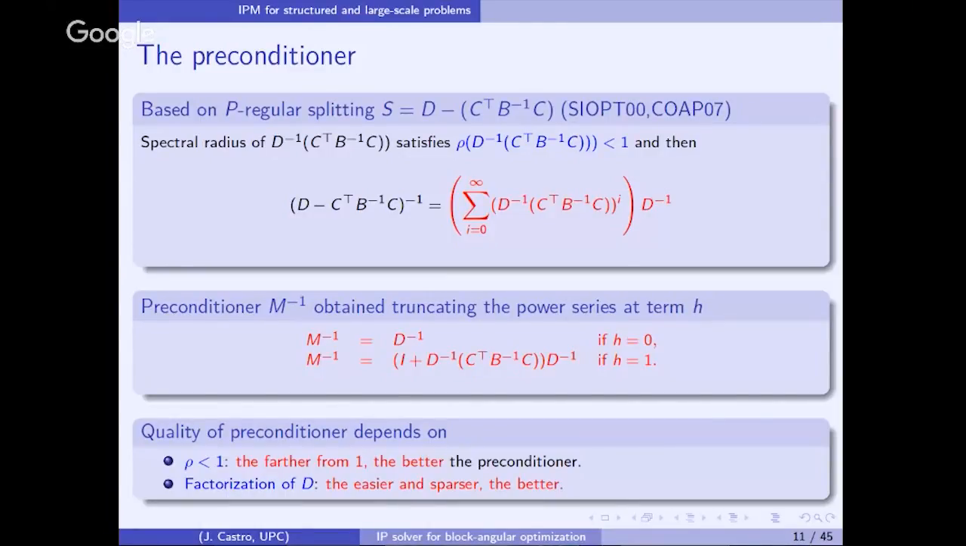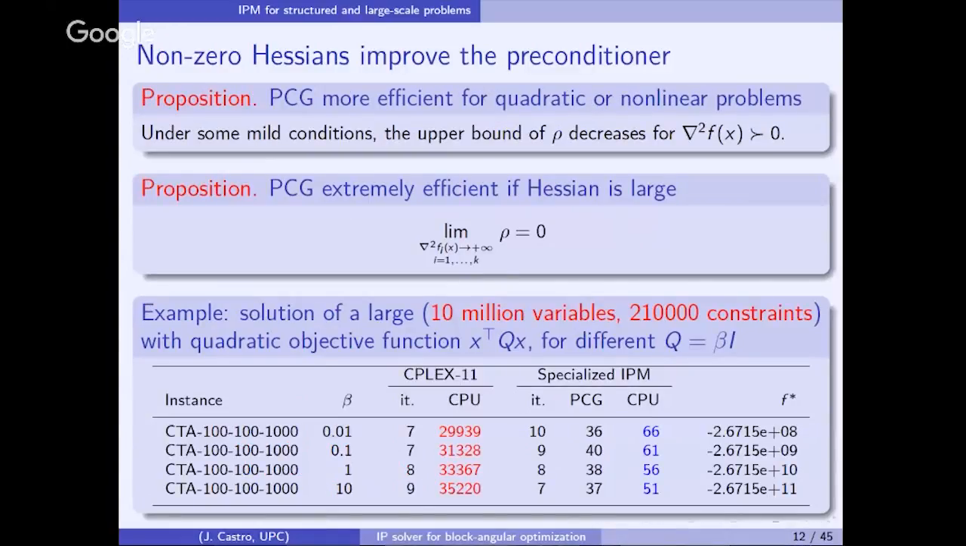I will only show you one result with propositions. We have several propositions about this method. I will skip them, but only want to show you that. The good point is that the spectral radius becomes smaller when you add quadratic terms to the objective function. It can be proved that the conjugate gradient is more efficient for quadratic or nonlinear problems when you have a Hessian than for linear problems. So this method is faster when you have quadratic or nonlinear convex problems than when you have linear problems, okay?